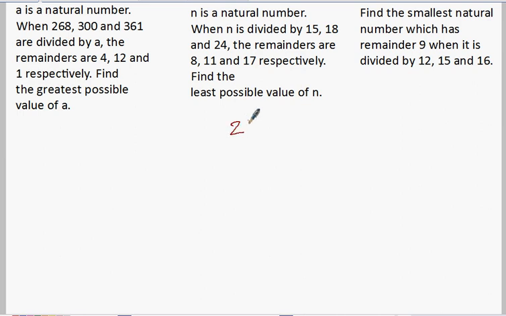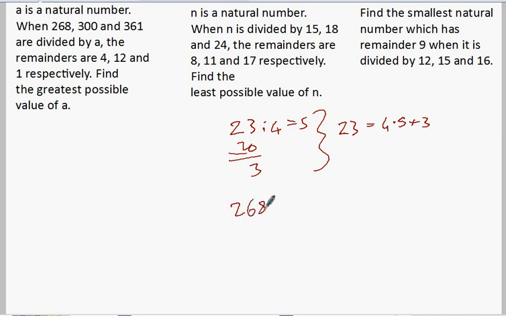Like if you have 23 divided by 4, the result is 5, that's 20, and 3 remains. So then we can write that 23 equals 4 times 5, plus 3 more. Here we are talking about 268. Anyway, sorry about that, I made the same mistake twice.